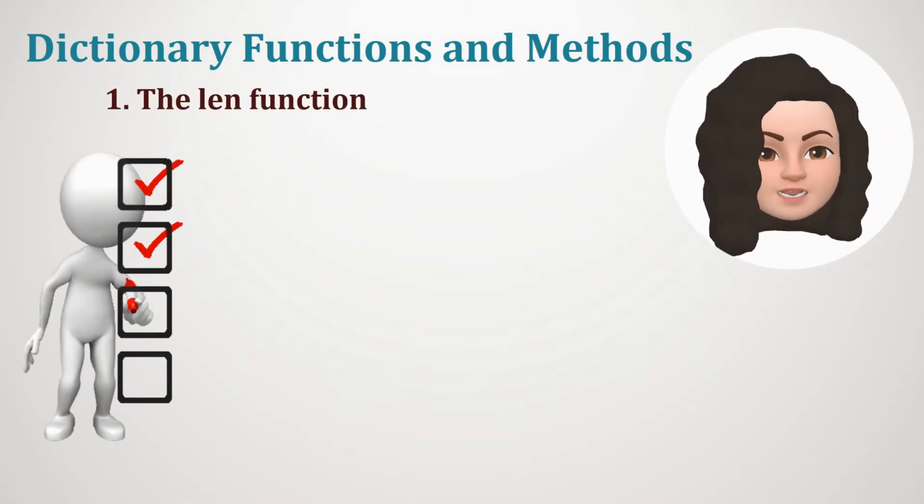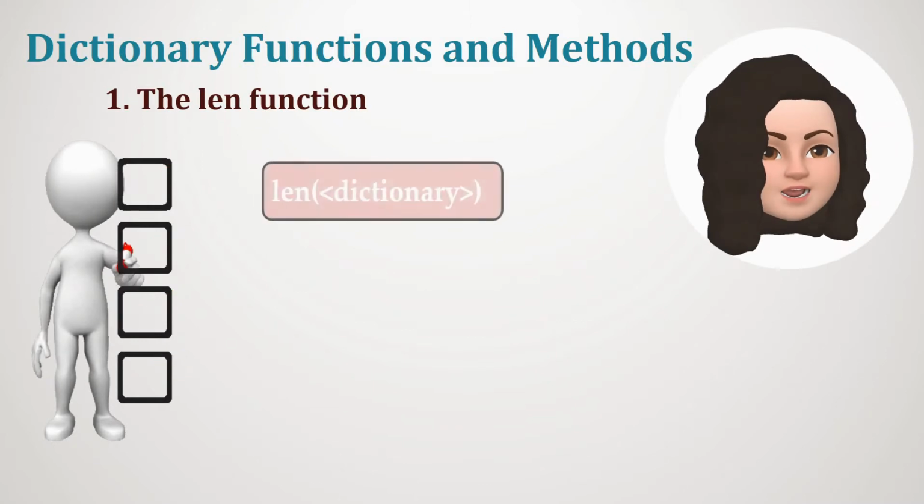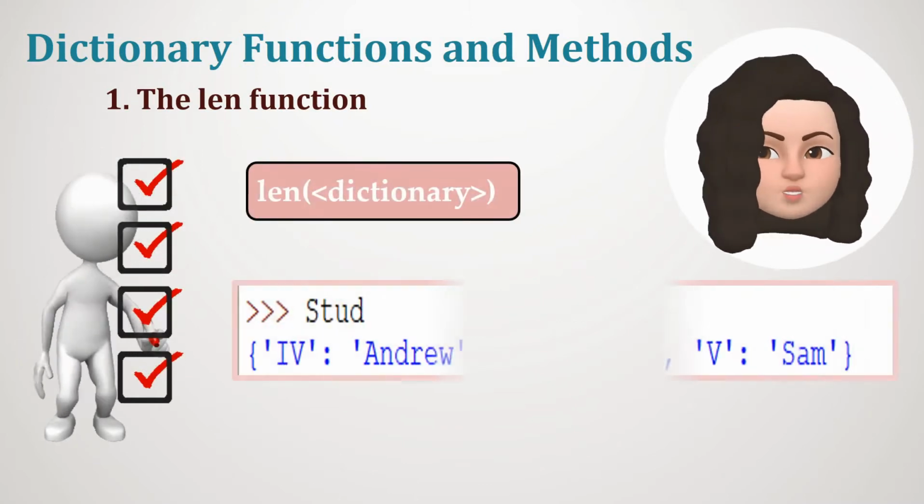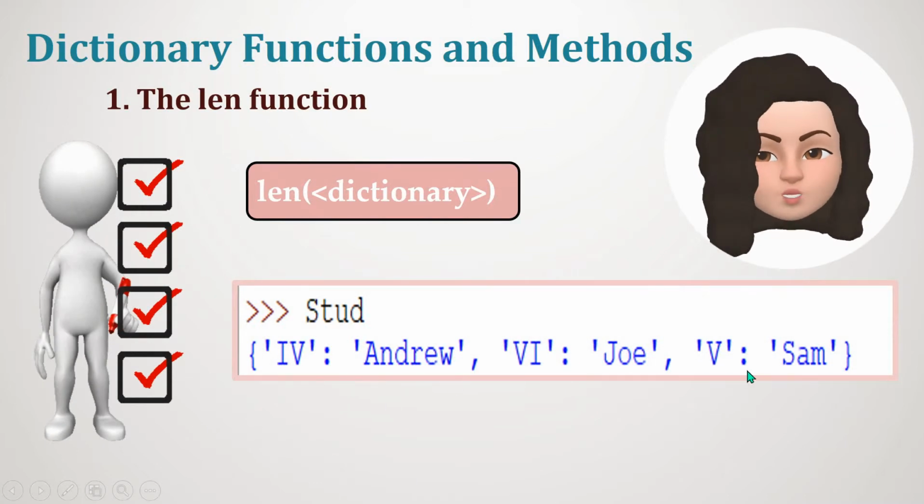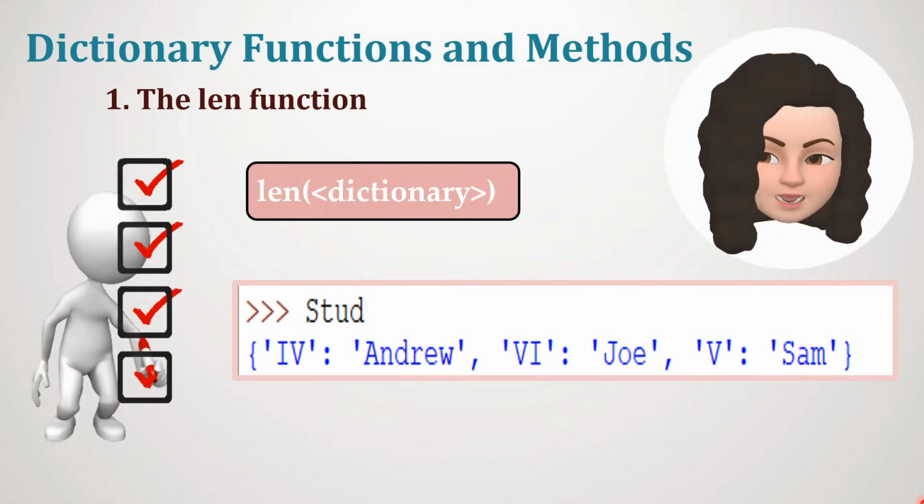The len function is used to find out the number of key value pairs in a dictionary. It will calculate the number of key value pairs. STUD = {4: Andrew, 6: Joe, 5: Sam} is a dictionary. Now let's apply the len function to this dictionary.